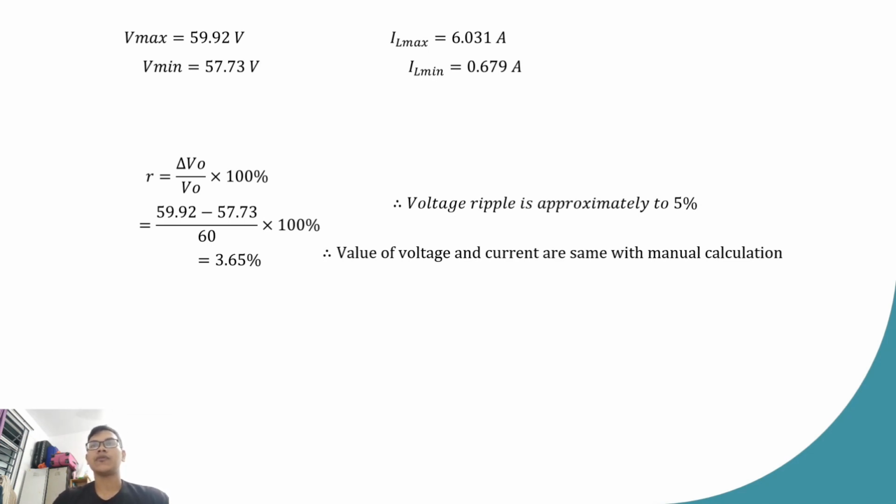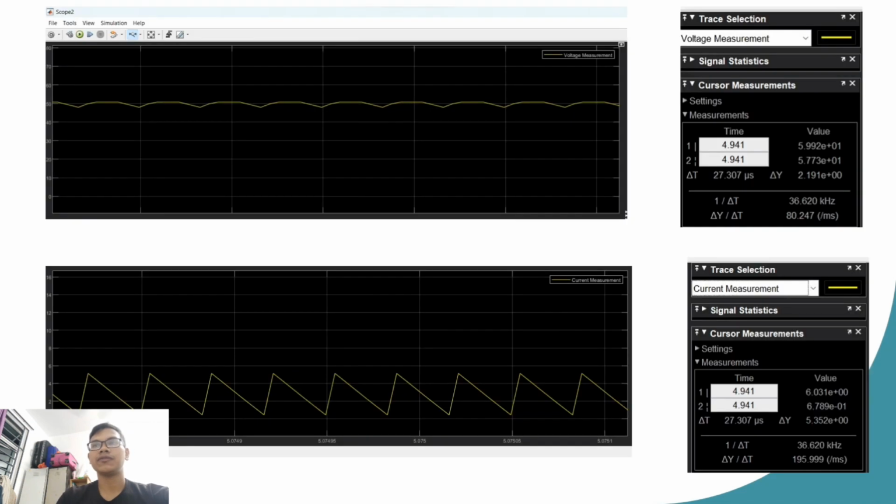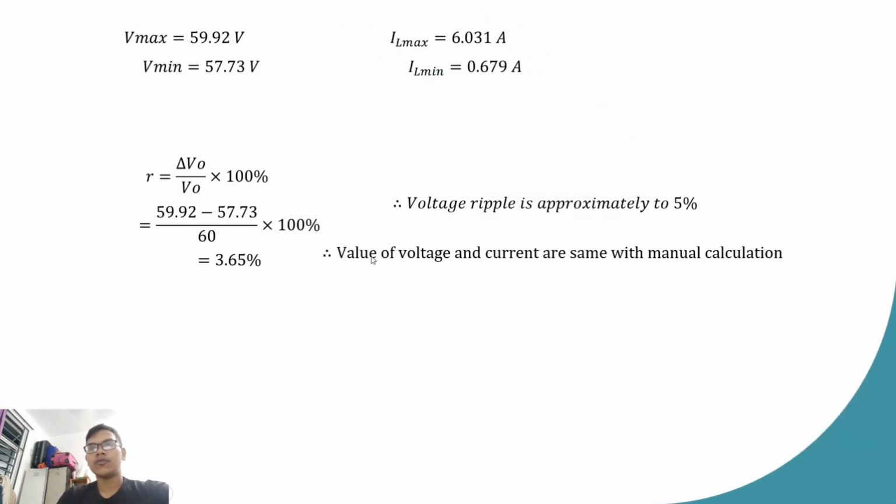And from the voltage and current measurement graph, we can see that both values of voltage and current are the same as the manual calculation in question 1. So we have succeeded in the task of getting a voltage ripple that is approximately 5%. Thank you.